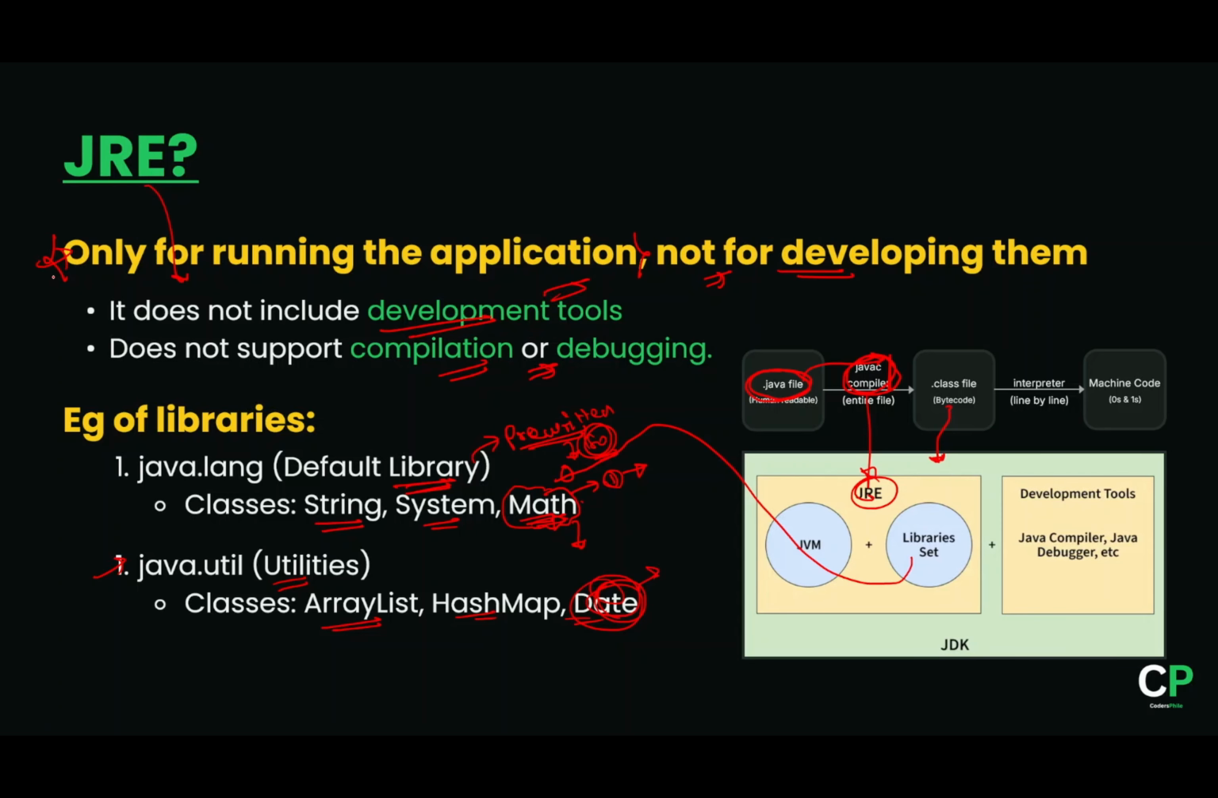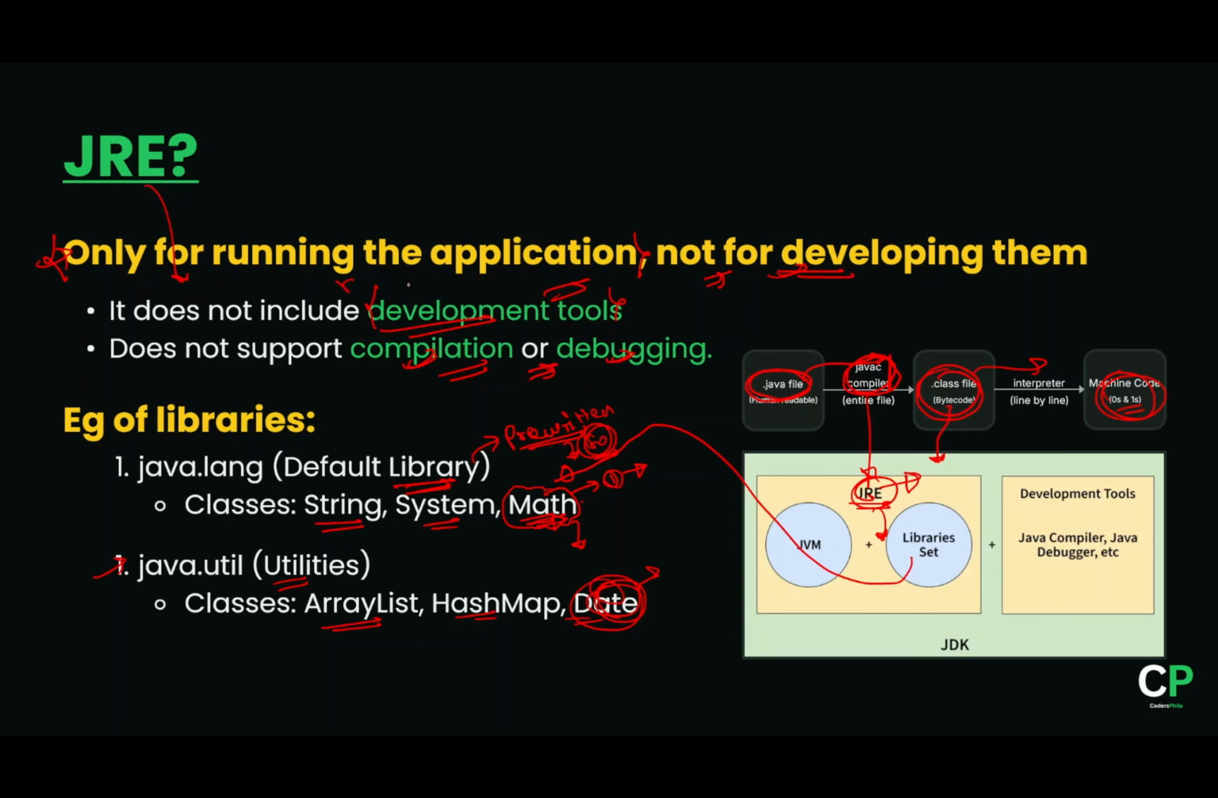So what is meant by the JRE? JRE stands for Java Runtime Environment. It provides the environment for running the Java application. It does not provide the development environment. It only provides the runtime environment. That's why it's named Java Runtime Environment. The JRE does not include the development tools. It only supports running the Java application. If we have a .class file, then JRE can only run it, and it does not support compilation and debugging.